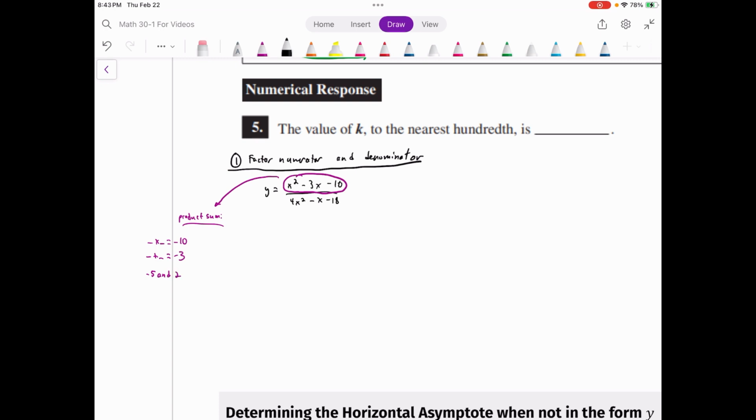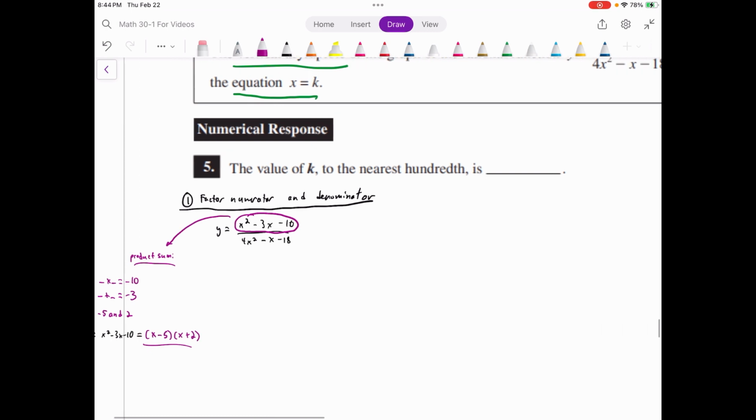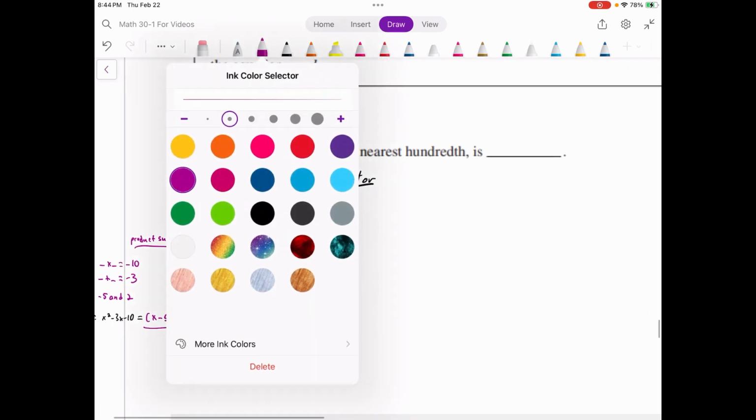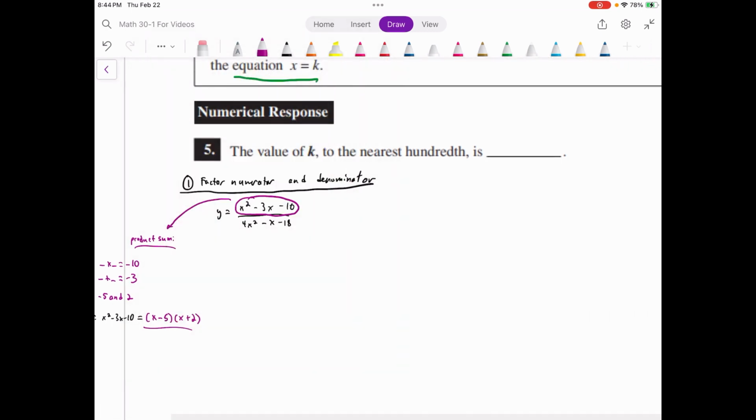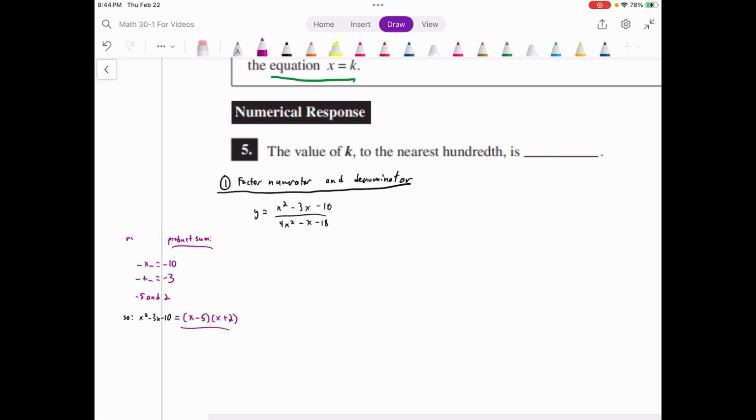So we can factor this numerator, this x squared minus 3x minus 10. It really just equals x minus 5 times x plus 2. Done. Numerator factored. Okay. What about our denominator now? Let's focus in on that denominator. So we did that. Okay, numerator, product, sum.